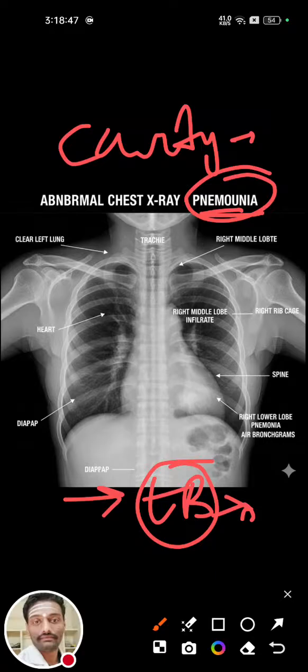Okay, in pneumonia we will see the fluid filled or pus filled in the lower tract of the lungs.